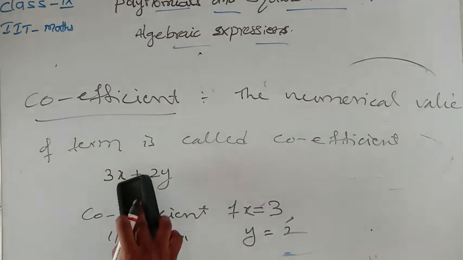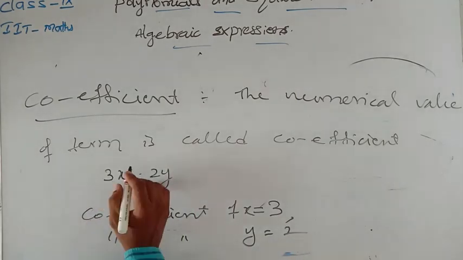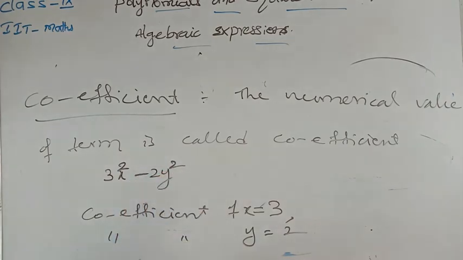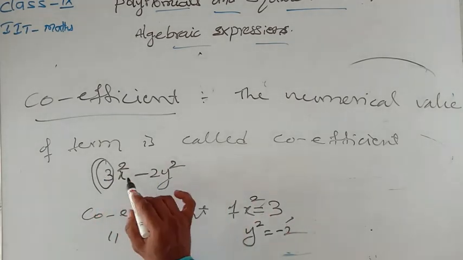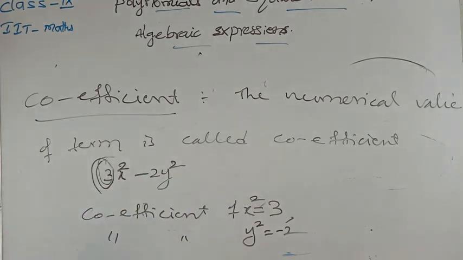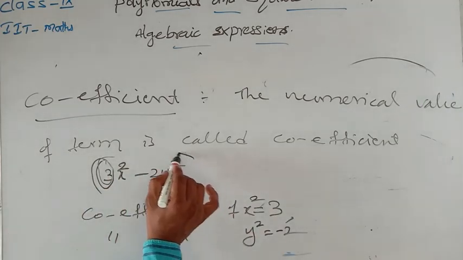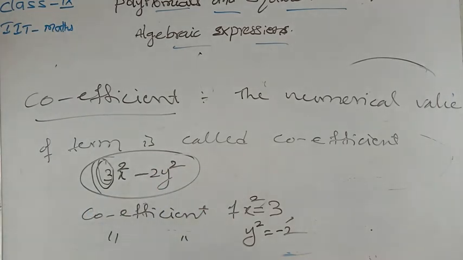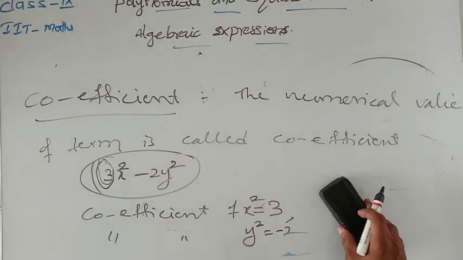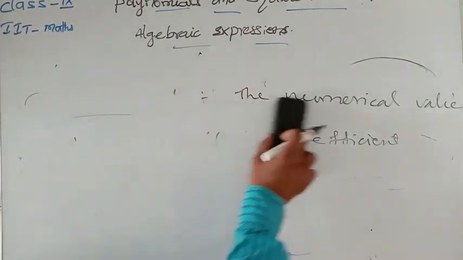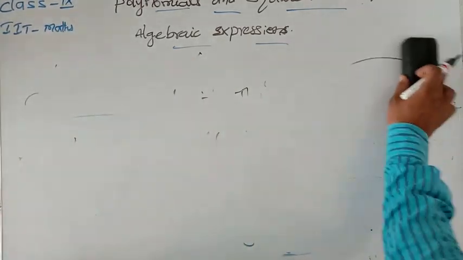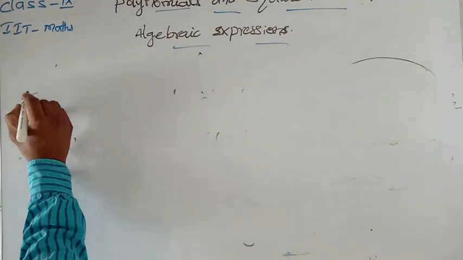In the same way, one more example I am taking 3x square minus 2y square. So here the coefficient of x square is 3 and coefficient of y square is minus 2. The numerical value of the term is called the coefficient. So here you see the powers in this 3x square minus 2y square, the power is 2. In polynomials, if any term that is having the highest power, then it is called as degree.